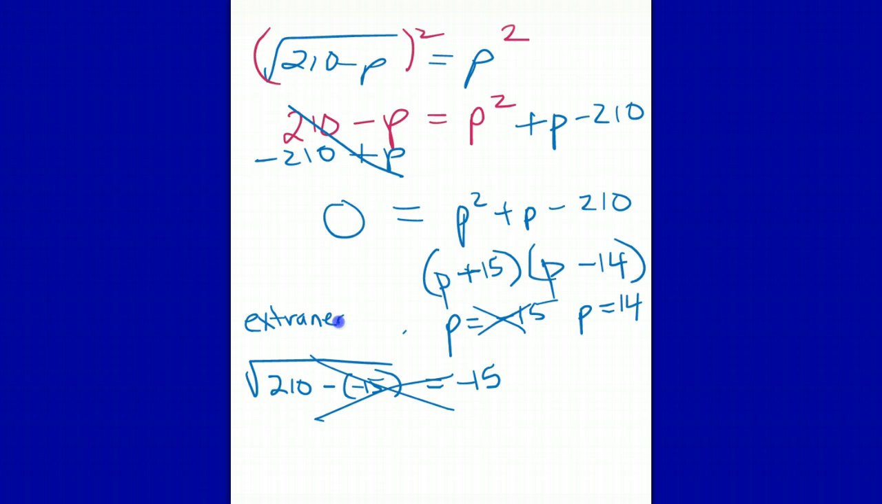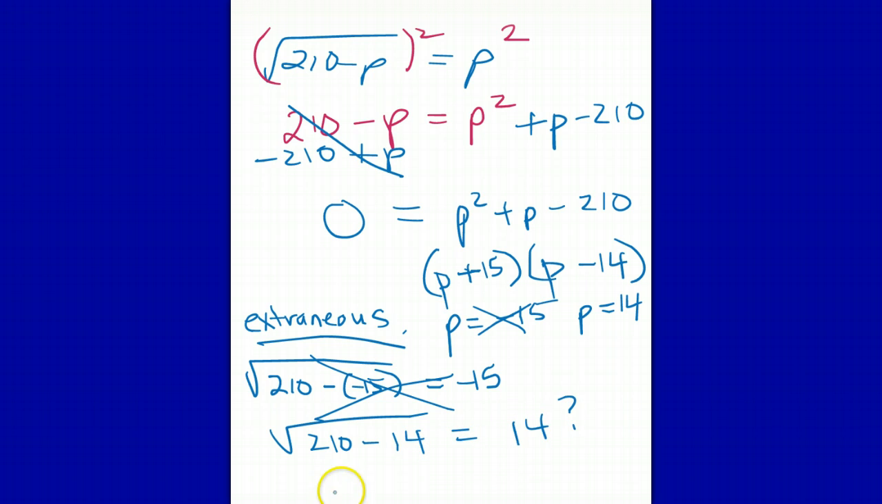Again, this is called an extraneous solution. Because we've altered the equation by squaring both sides, sometimes we cause solutions to be extraneous, meaning you have extra solutions that don't make it true. So let's try 14. We've got 210 minus 14. Does that give us 14? That's the question. So 210 minus 14 is the square root of 196.